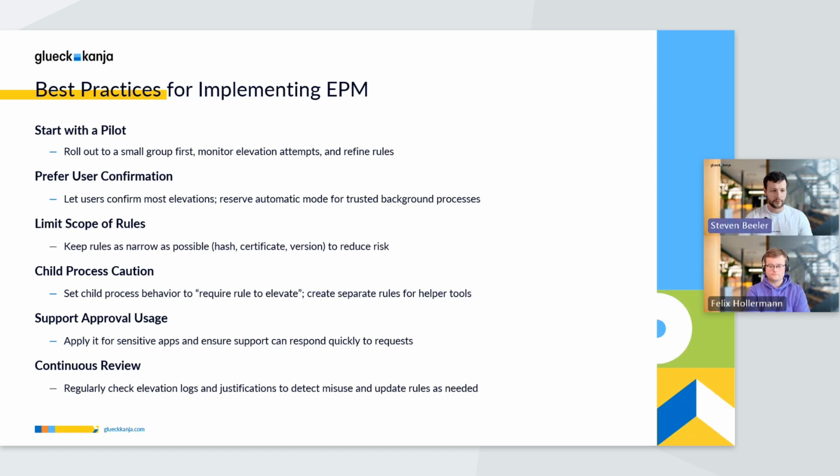And be sure to continuously review what is happening in your tenant, because if you require, for instance, a business justification, but the users just type in something, then you might as well let it be. So really profit from the great reporting capabilities of EPM. Check if there isn't any misuse and that the EPM rules are used as intended.